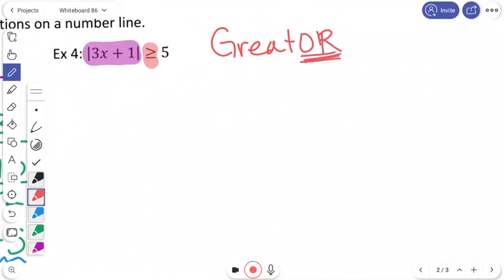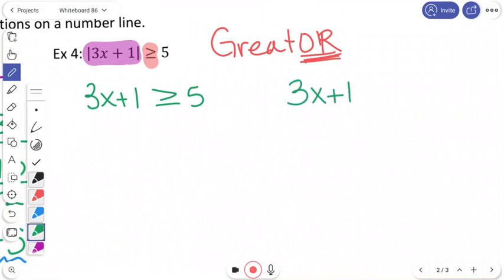So we're going to write our two inequalities. The first one, just drop the absolute value bars. That's all you have to do. 3x plus 1 is greater than or equal to 5. Our second inequality is still going to start out with 3x plus 1, but we need to flip our inequality symbol to less than or equal to, and our 5 needs to become negative. And now we'll just solve for x.